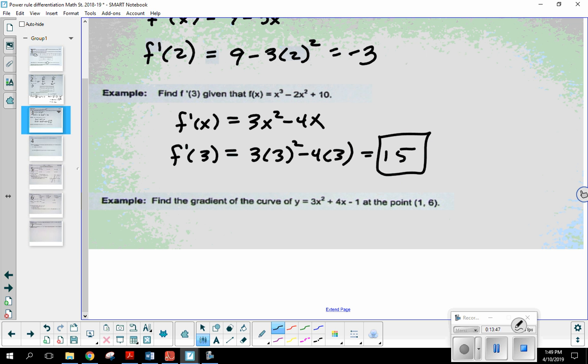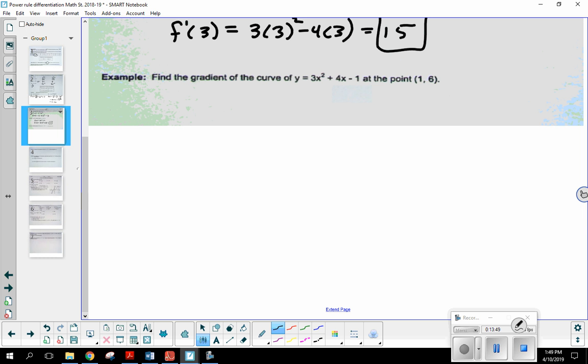Now, they can ask these same questions in different ways. This next one says, find the gradient of the curve y equals 3x squared plus 4x minus 1 at the point 1, 6. The only difference here is it's giving you the actual location of where they want the tangent line. They're still just telling you, find the slope when x equals 1, because that's the value of x located in that coordinate. Does that make sense?